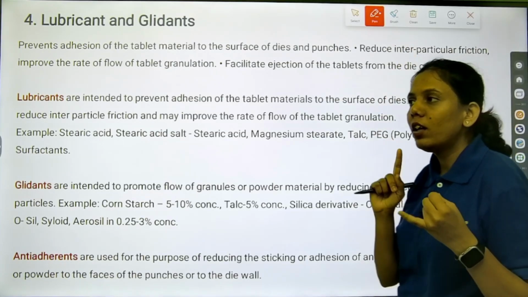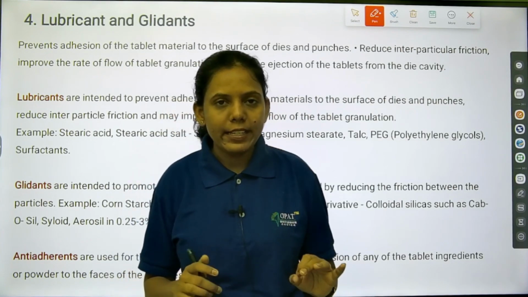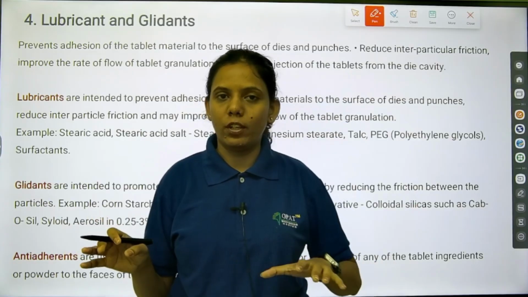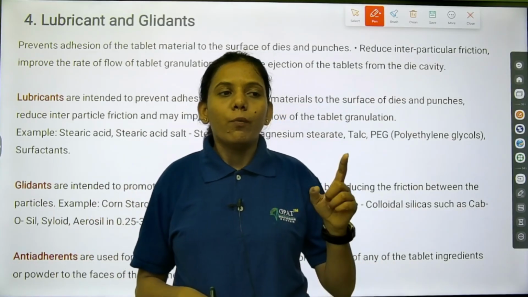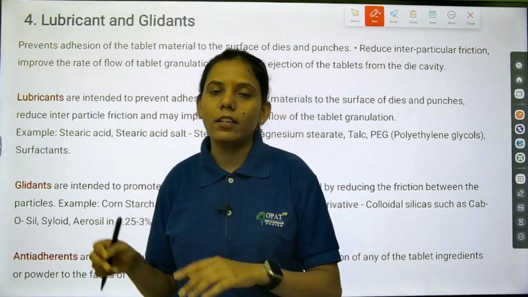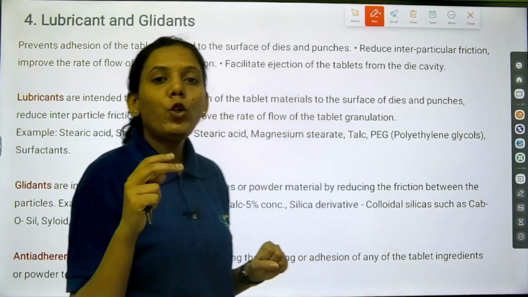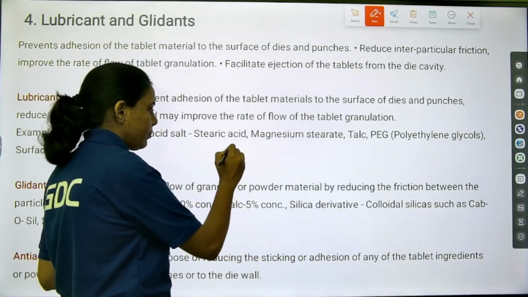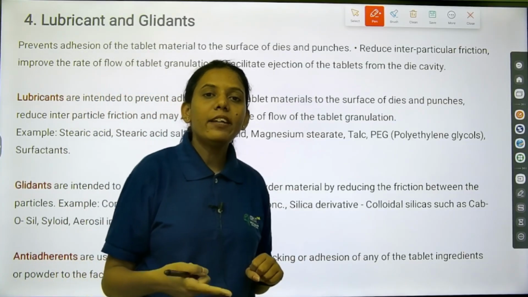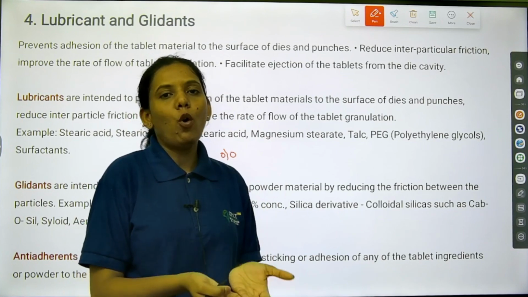Now next is about the lubricants and about the glidants. Now see, lubricants and glidants have the basic role of reducing the friction. The only thing is which friction is to be reduced; depending upon that you have lubricants and glidants. For example, if you want to reduce the friction between two particles, we use glidants. Glidants reduce the friction between two particles. That means it will improve the flow properties.